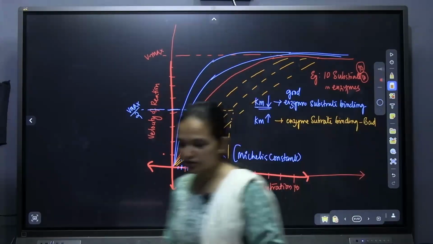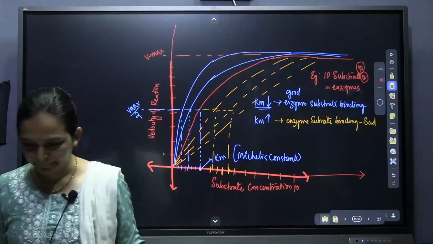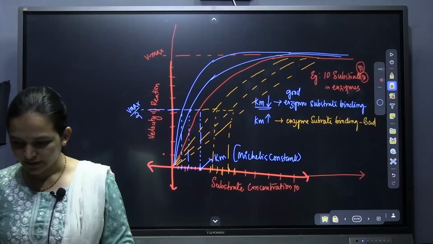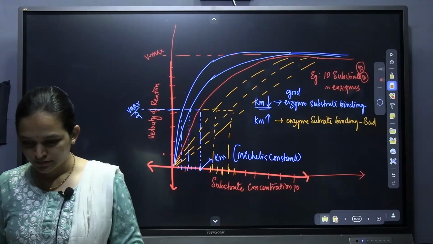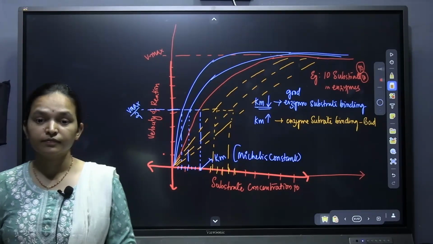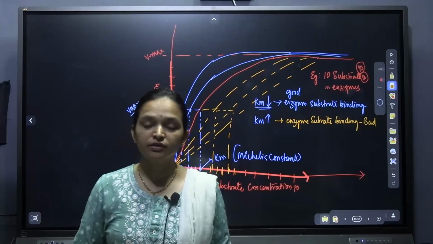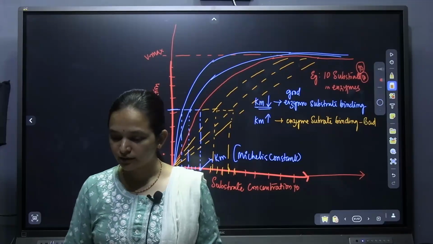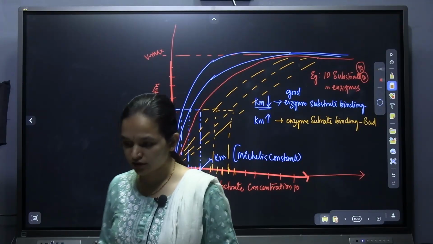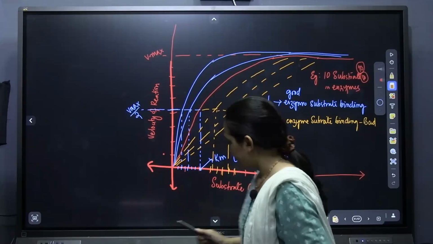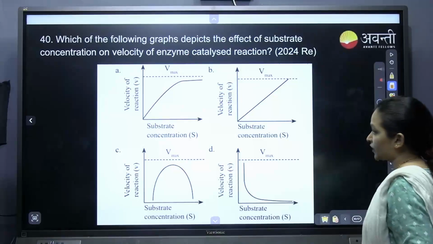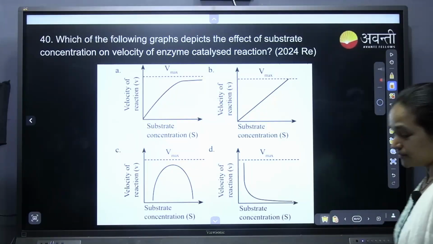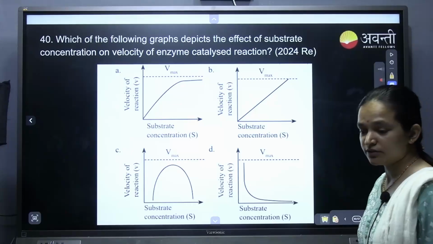Any doubts regarding this, children? Tell me. Any doubts? You understood? Give a quick thumbs up if you understood this one. Thank you, Sakshi. So now just answer this question after this. Answer the question.